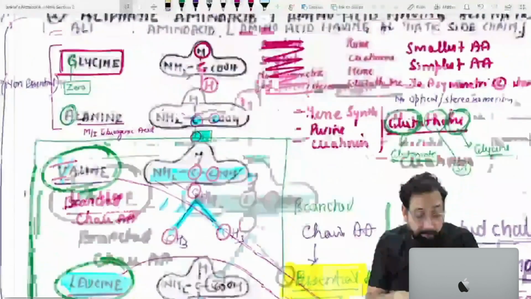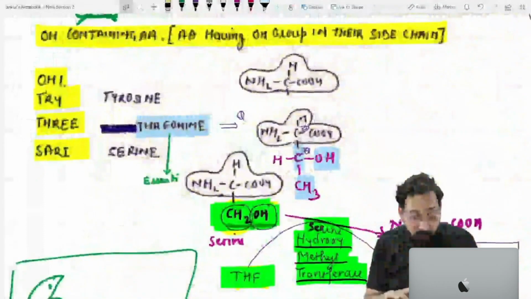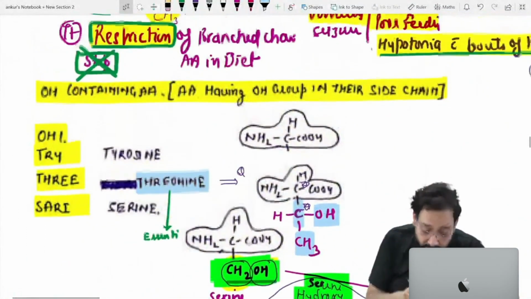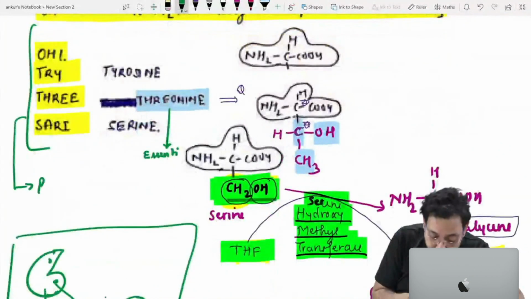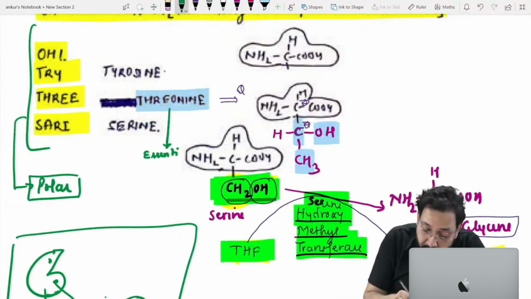And for polar and non-polar, I told you all these are non-polar except glycine, which is considered both polar and non-polar depending on the question. In this I told you all amino acids which have OH are polar. All amino acids are polar except tyrosine.